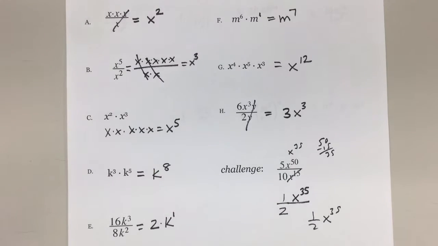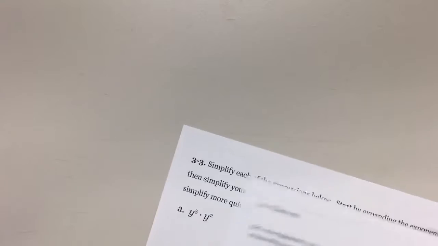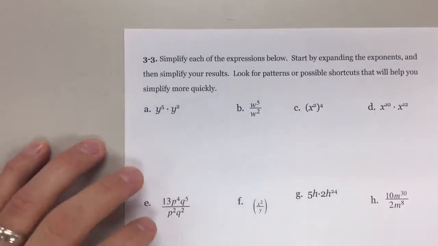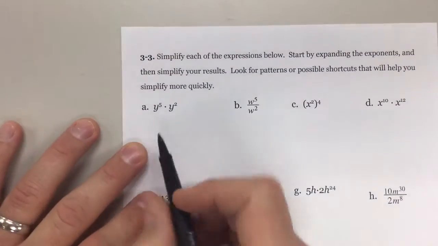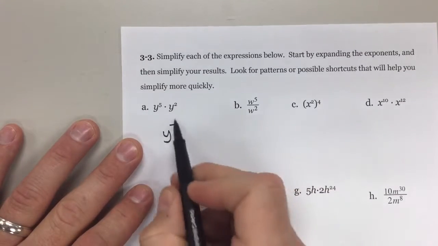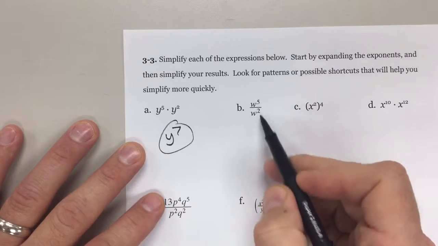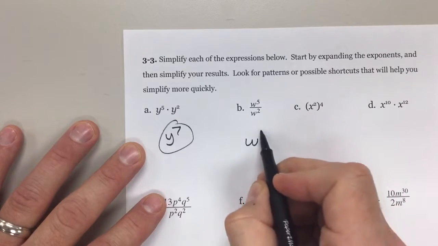But that's a challenge one. So that's a little harder. If you flip the sheet over to the second side, we just have more of the same. I have y to the 5th, y to the 2nd, which is really y to the 7th, because you add the exponents. For b, this is division, so I subtract the exponents, so it'd be w to the 3rd.